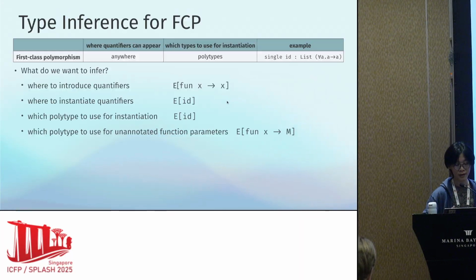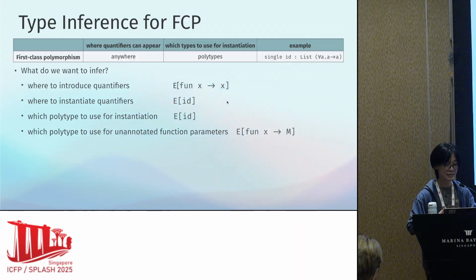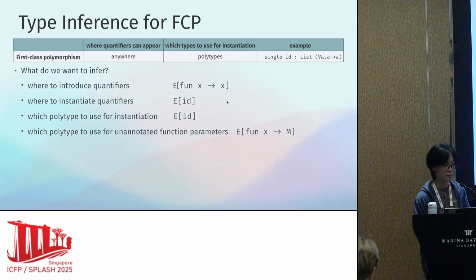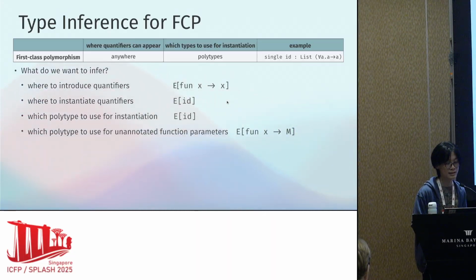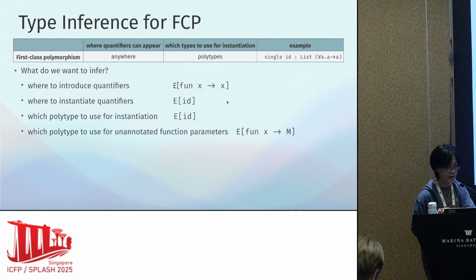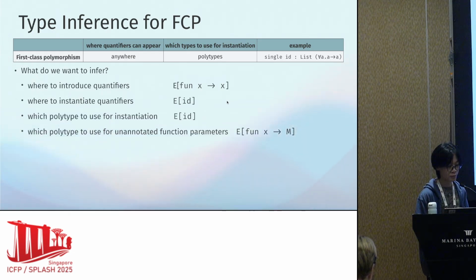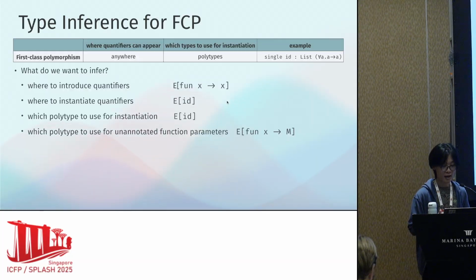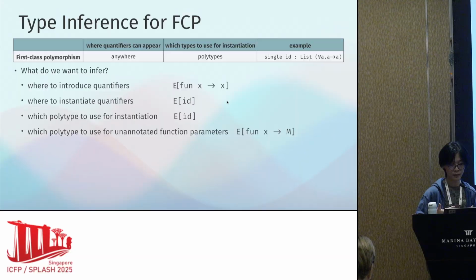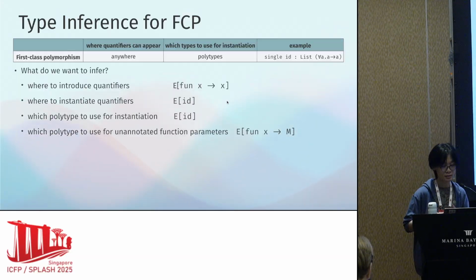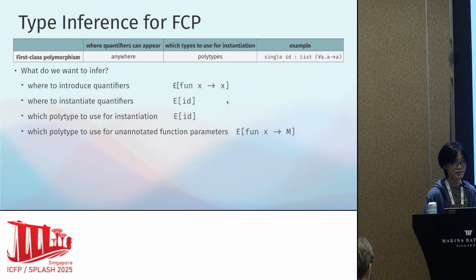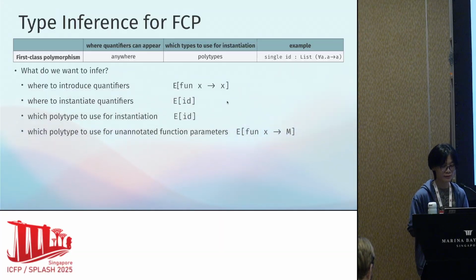We focus on first-class polymorphism, and by type inference, we want to infer where to introduce quantifiers. Like if there is a function from x to x inside the program, whether or not there should be a quantifier outside of this function. And we want to infer where to instantiate the quantifiers. Like if there's a variable ID in the program, whether or not we should instantiate this polymorphic identity function, and if we do instantiation, which polytype we should use. And also for an anonymous function, if the parameter is not annotated with its type, which polytype we want to use for the parameter.